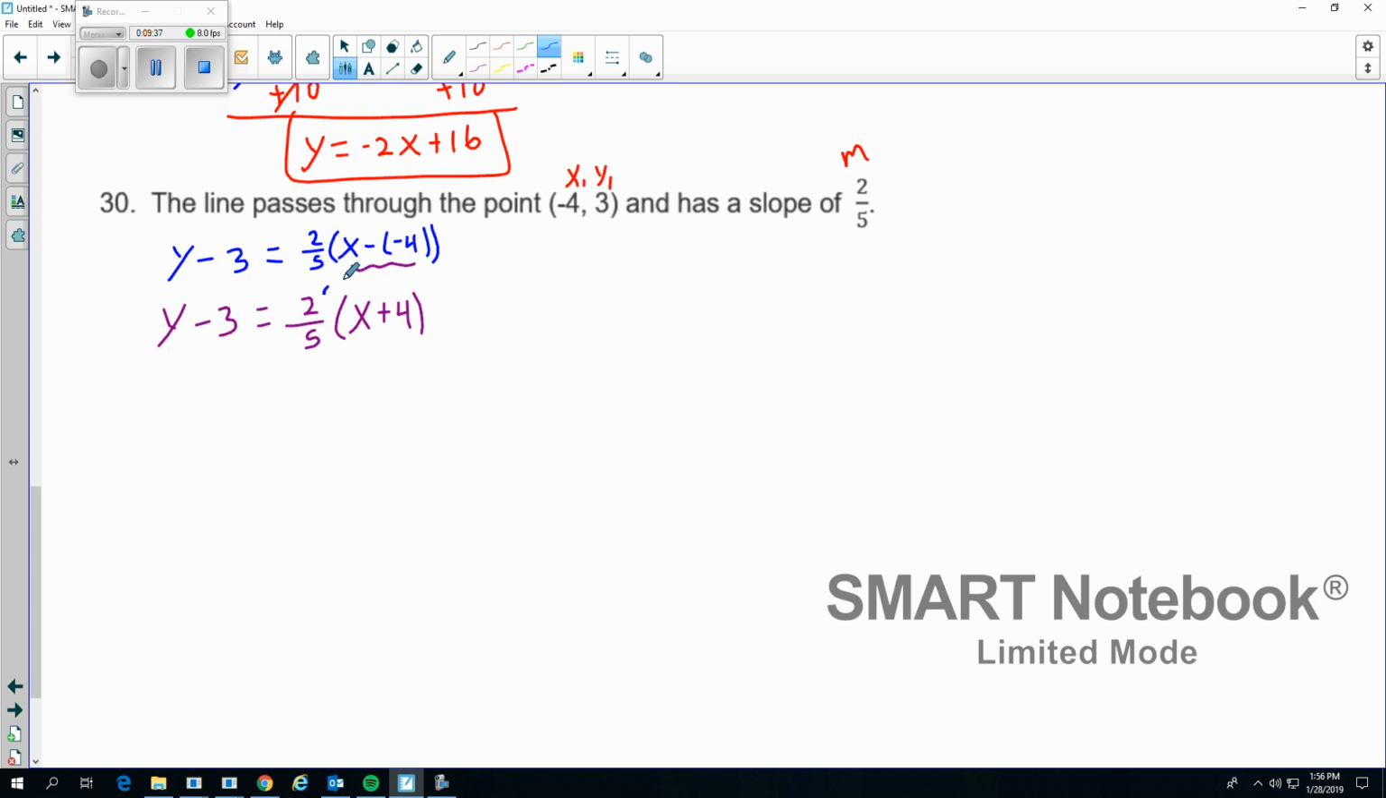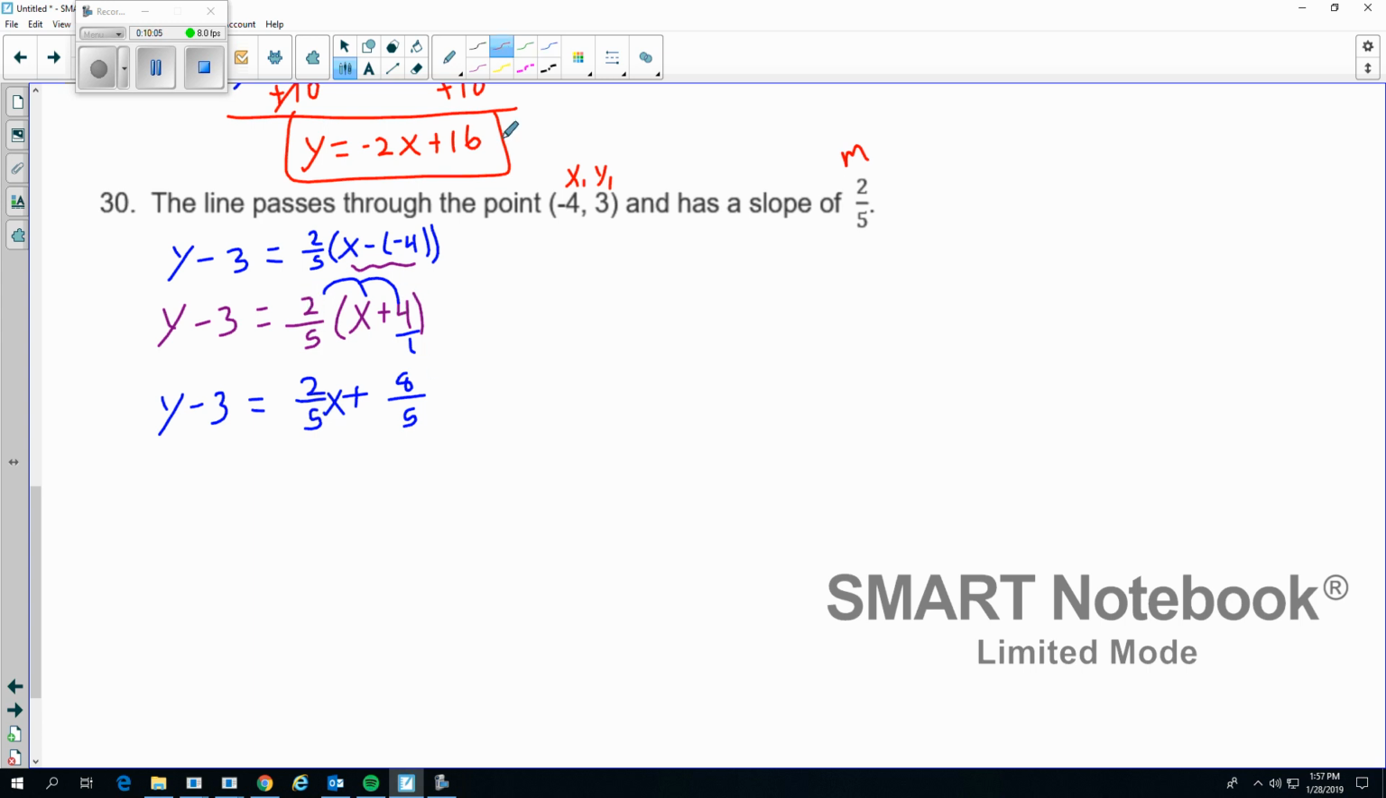Now I'll go ahead and distribute the 2/5 to both of these. So now I'm going to have y minus 3 equals 2/5 x plus, and so when I multiply this, I got to do 2 times 4 is 8, and 5 times 1 is 5. Oops, don't want to forget my x right there. Okay. When you multiply fractions, it's pretty easy. You just go ahead and multiply 2 times 4, 5 times 1.